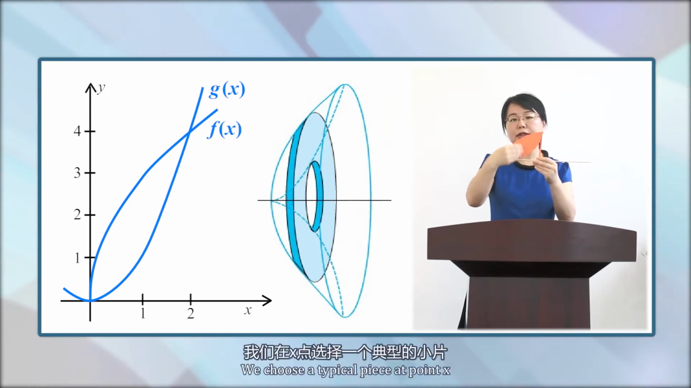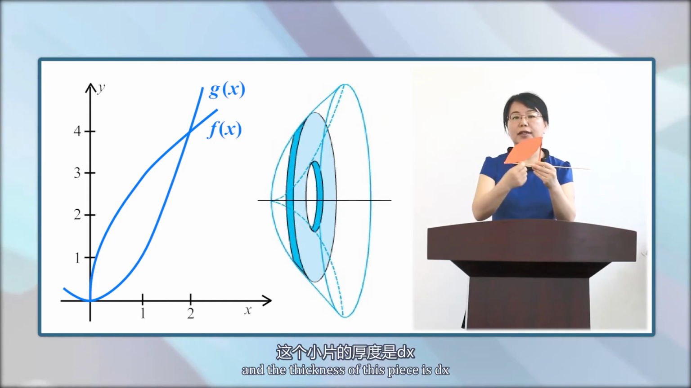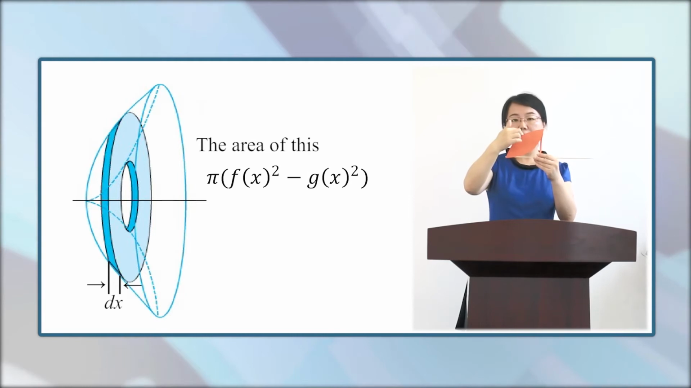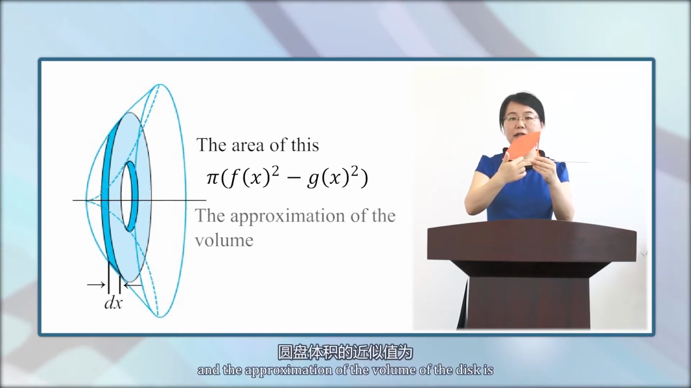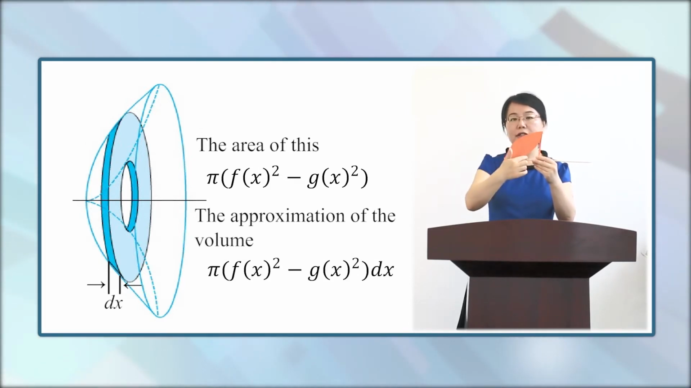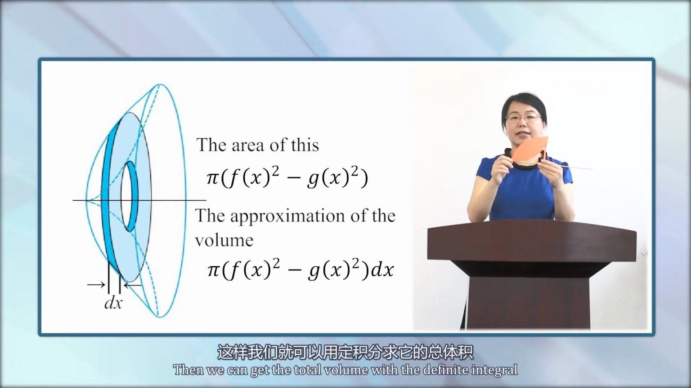And we choose a typical piece at point x, and the thickness of this one is dx. So the area of this is pi times f squared minus g squared. And the approximation of the volume of the disk is pi times f squared minus g squared times dx. Then we can get the total volume with the definite integral.